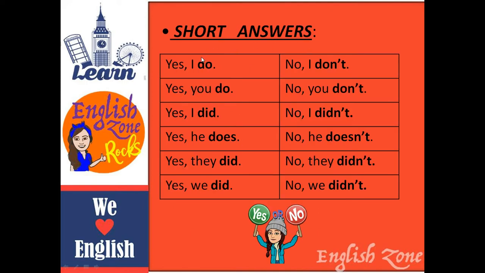Short answers: yes, I do. No, I don't. Yes, you do. No, you don't. Yes, I did. No, I didn't. Yes, he does. No, he doesn't. Yes, they did. No, they didn't. So remember what you need to answer, and there are always three parts. Yes, I do. No, I don't.